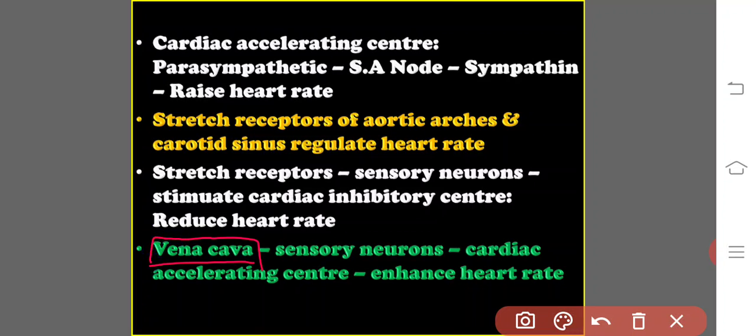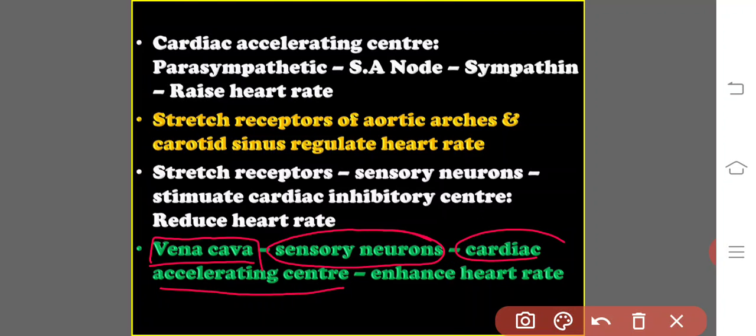So the vena cava, the large veins, also have certain sensory neurons. These sensory neurons from the vena cava interact with the cardiac acceleratory center, and thereby enhance the heart rate. That indicates that the stretch receptors present in the aortic arch and the carotid sinus regulate the heart rate by interacting with the cardiac inhibitory center. And the sensory receptors of the veins interact with the cardiac acceleratory center and raise the heart rate.